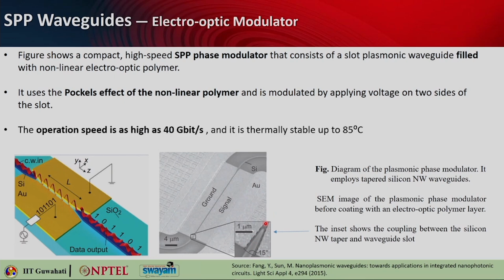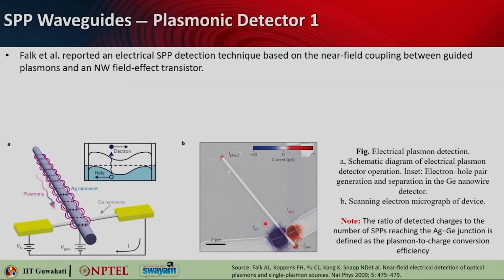So, you are able to obtain a high operation speed like 40 Gbps, and this particular modulator is thermally stable up to 85 degrees centigrade. So, that is quite high. So, you can understand that this particular device or modulator is very stable.